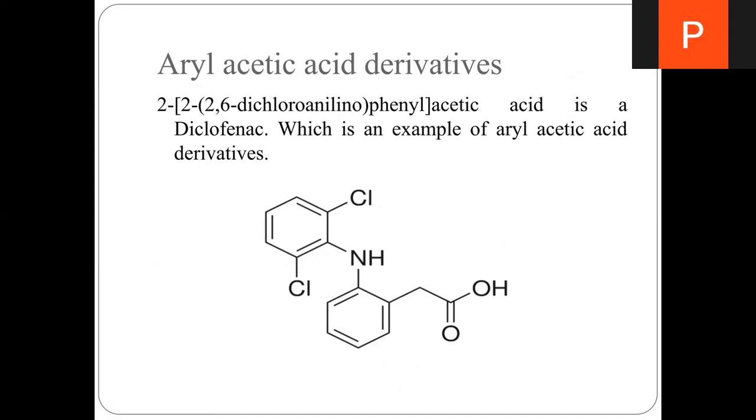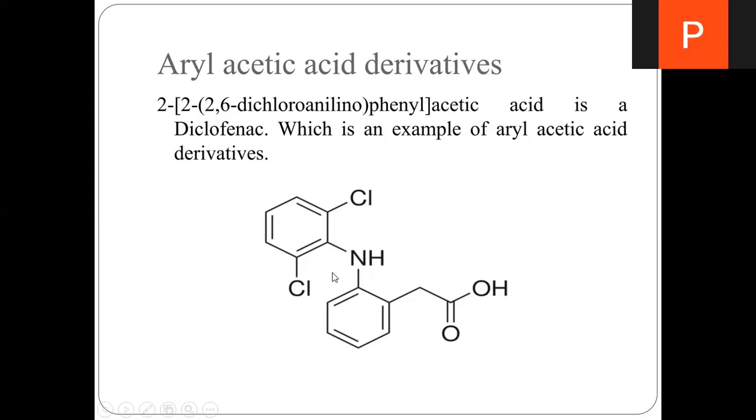Next, coming to the next one, aryl acetic acid derivatives. The example is diclofenac. The IUPAC name is 2-(2,6-dichloroanilino)phenyl acetic acid, diclofenac, which is an example of an aryl acetic acid derivative. Already you know the aniline structure: aniline means a benzene ring attached with NH2. Again, this one is attached with dichlorophenyl. In this diclofenac structure, we compulsorily have dichlorine.